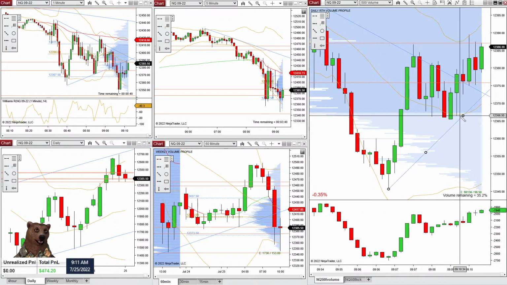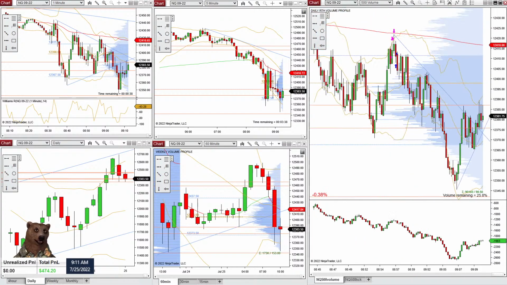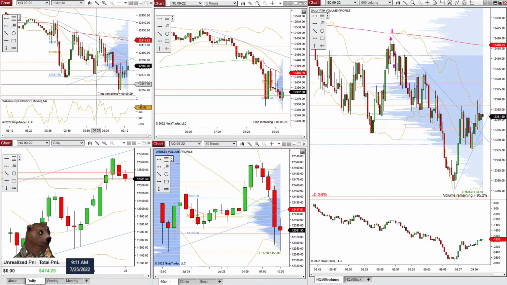A little bit of a two-legged pullback going on the 500 volume. You got one leg pushed down, second leg coming up, hitting the 20 SMA on the 1 minute, back into the supporting trend line, plus this downtrend line. Is this the area of confluence where it breaks down? Possibly.